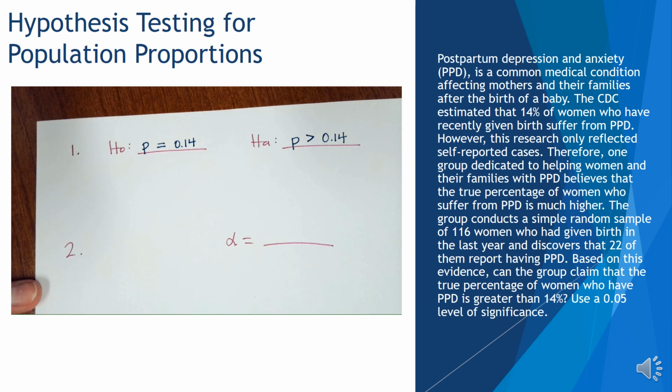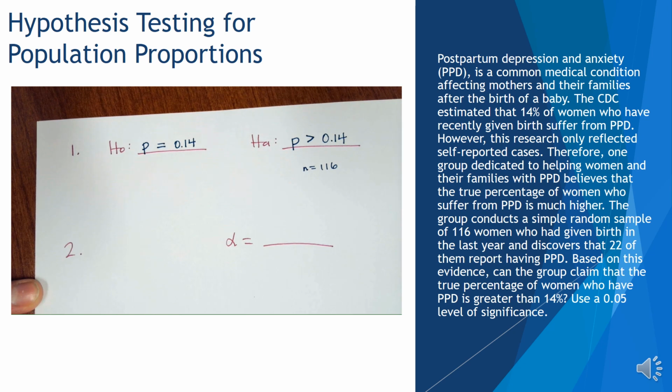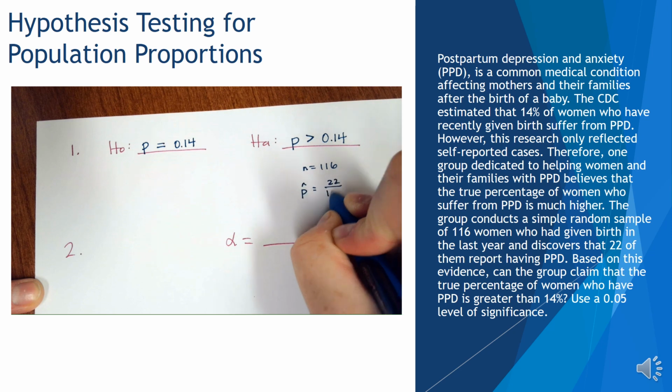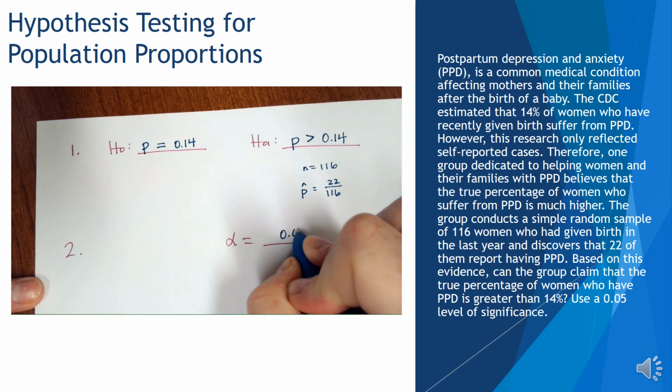The group conducts a simple random sample of 116 women. So there's your sample size. 116 women who had given birth in the last year, and discovers that 22 of them reported having PPD. So there's our sample proportion, 22 out of the 116. Based on this evidence, can the group claim that the true percentage of women who have PPD is greater than 14%? Use a 0.05 level of significance. So there's your level of significance.